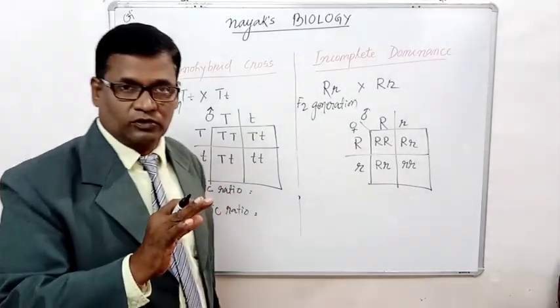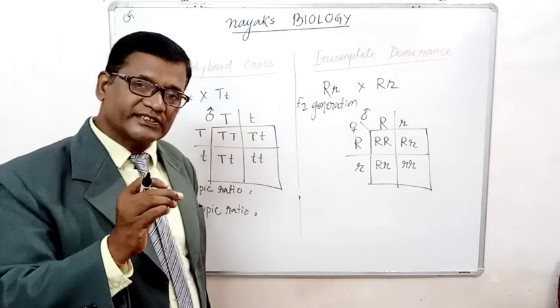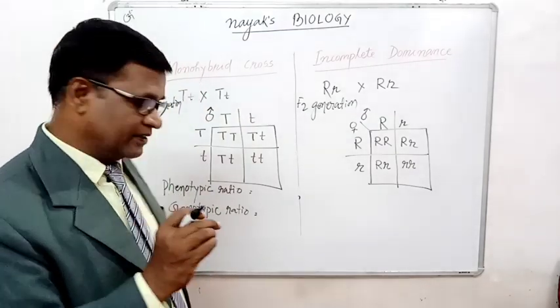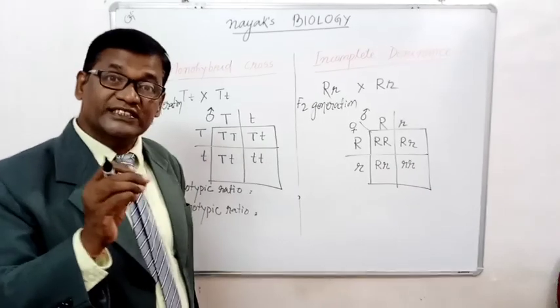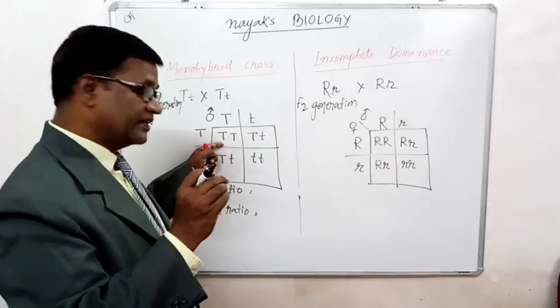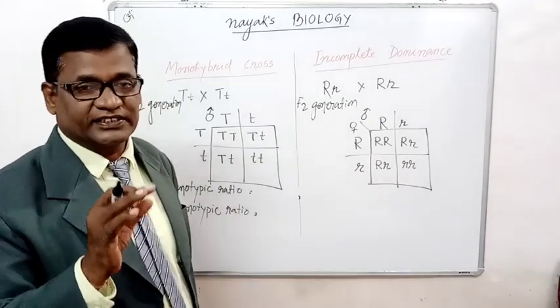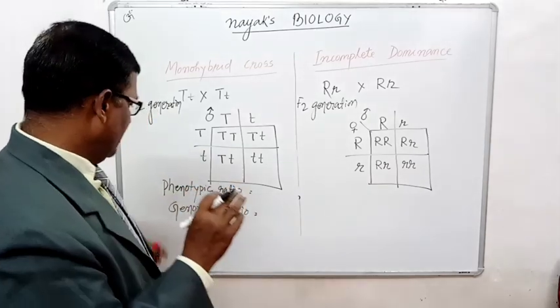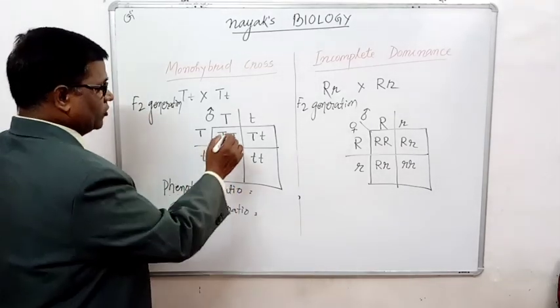Suppose a plant is tall. What is its character? It is the phenotypic character of the plant. Genotypic means what is its gene? Maybe it is a capital T or it is a capital T, small t. That is its genotypic. Now you will try to understand how many tall plants are there.